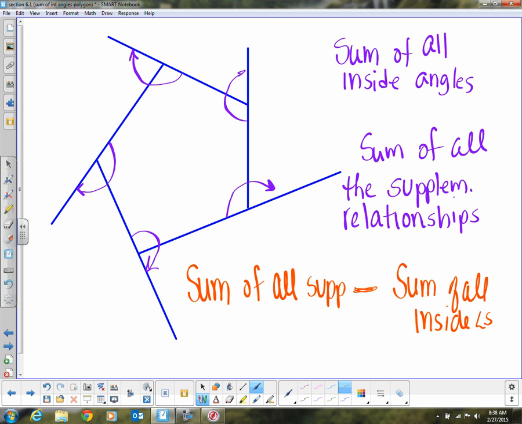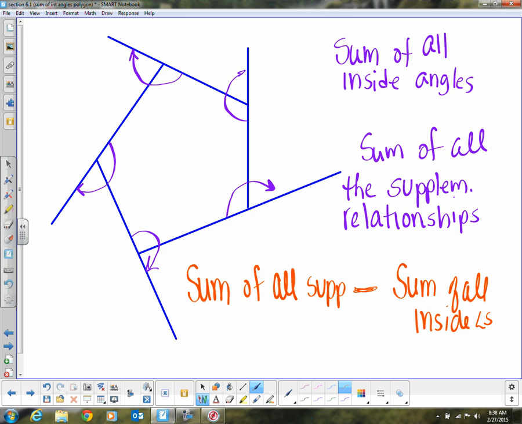So did you all finish? Did you do your subtract? You haven't done your subtraction. Yeah, right there. 1080 minus 540. How did you get 540? How many supplementary? 1, 2, 3, 4, 5, 6, times 180 equals 1080. That's the sum of all the supplementary. Well, then you better go back and find the sum of your inside angles because it's not 540.